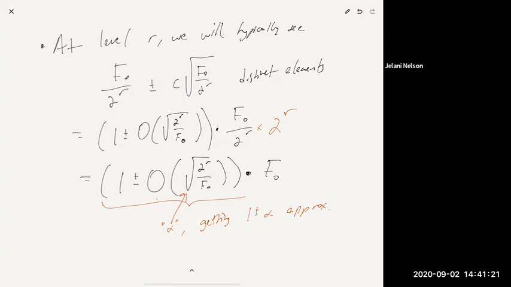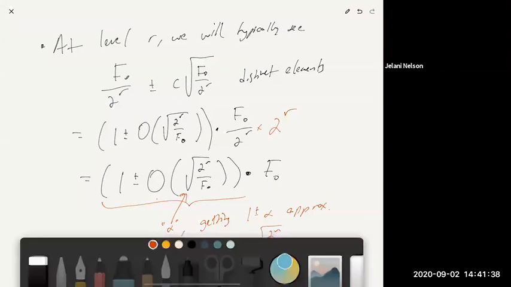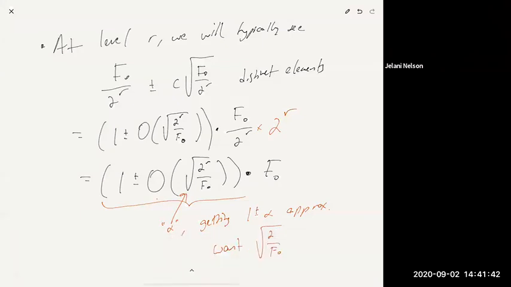But going back to the question I thought you were asking, this is why I chose r such that F0 over 2 to the r is roughly 1 over epsilon squared. Because I want this quantity, square root of 2 to the r over F0. This is an r, not an n. Sorry, my r's keep looking like n's. I want this to be roughly epsilon, which implies I should choose r such that F0 over 2 to the r is roughly 1 over epsilon squared.